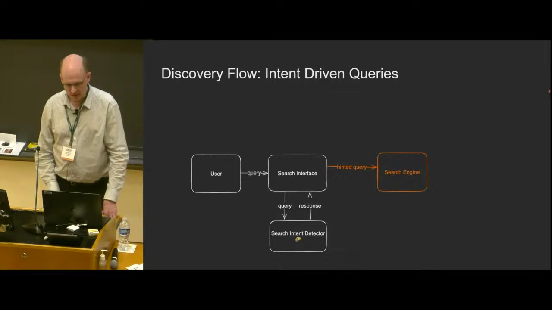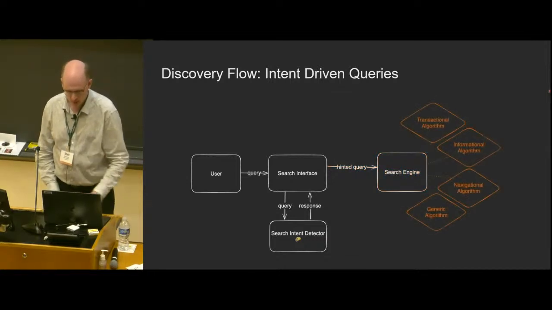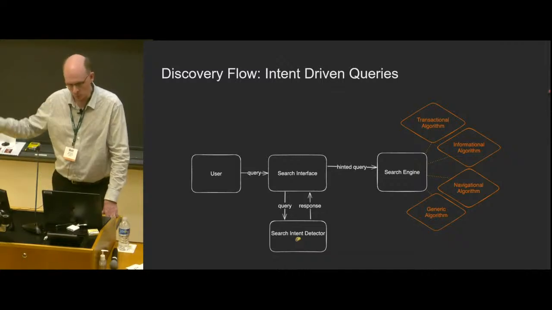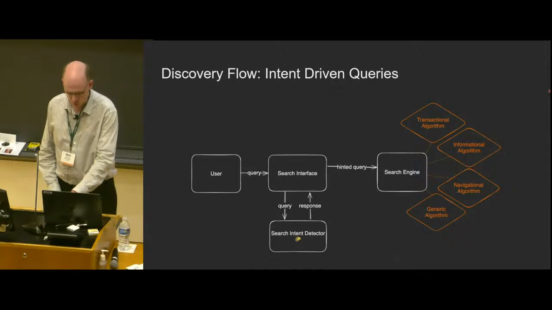The interface then hands the original query and any additional context to the search engine. The search engine is configurable with a variety of different algorithms available for use. One is a generic algorithm, which is what gets used if the intent detector reports nothing. That's traditional keyword searching. The other algorithms are tailored to the kind of responses each category might need.